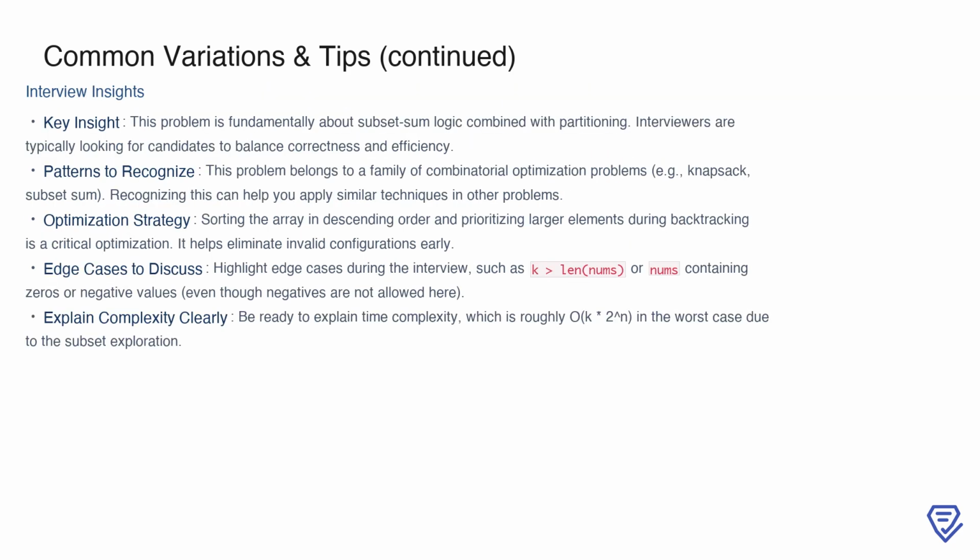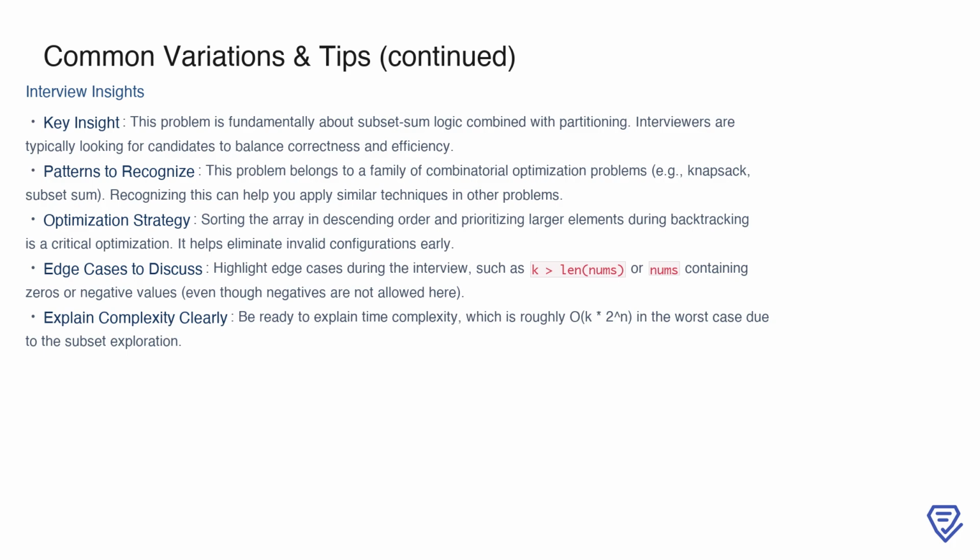For interviews, it's important to approach this problem strategically. At its core, this problem is about subset sum logic combined with partitioning, and interviewers are often evaluating your ability to balance correctness with efficiency. Recognizing patterns can be helpful. This falls into the category of combinatorial optimization problems, similar to knapsack or subset sum. One critical optimization is sorting the array in descending order and prioritizing larger elements during backtracking. This helps you identify invalid configurations early and saves valuable computation time.